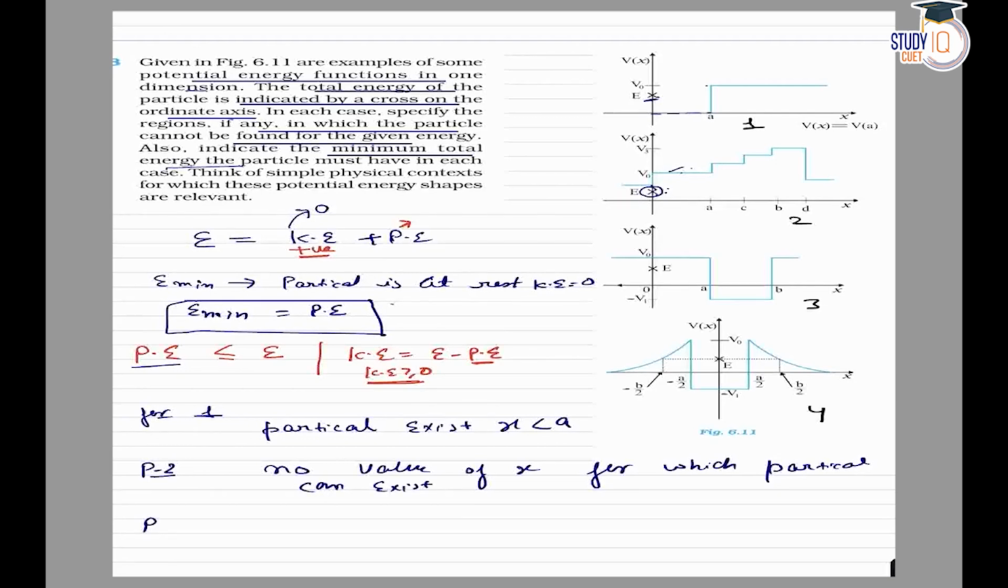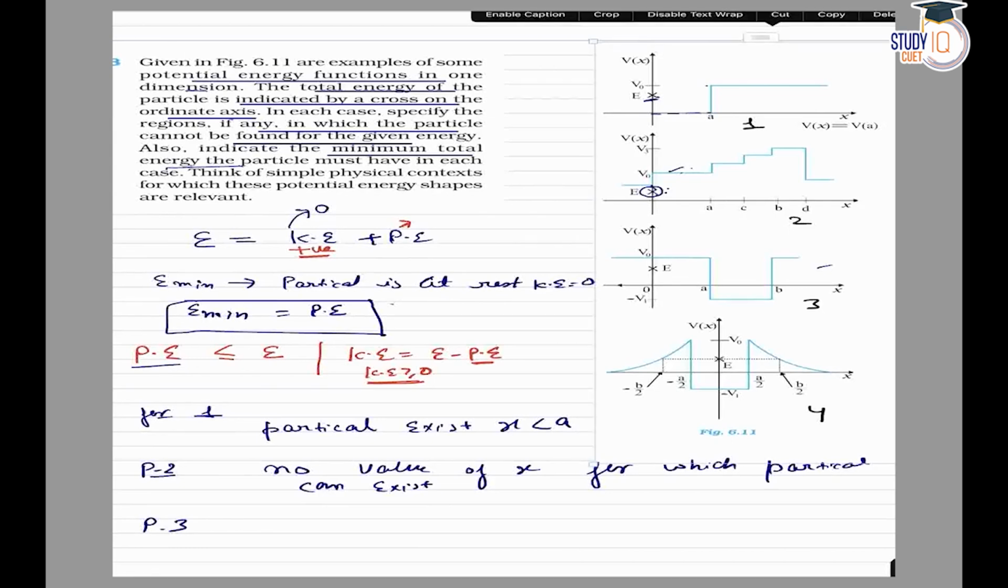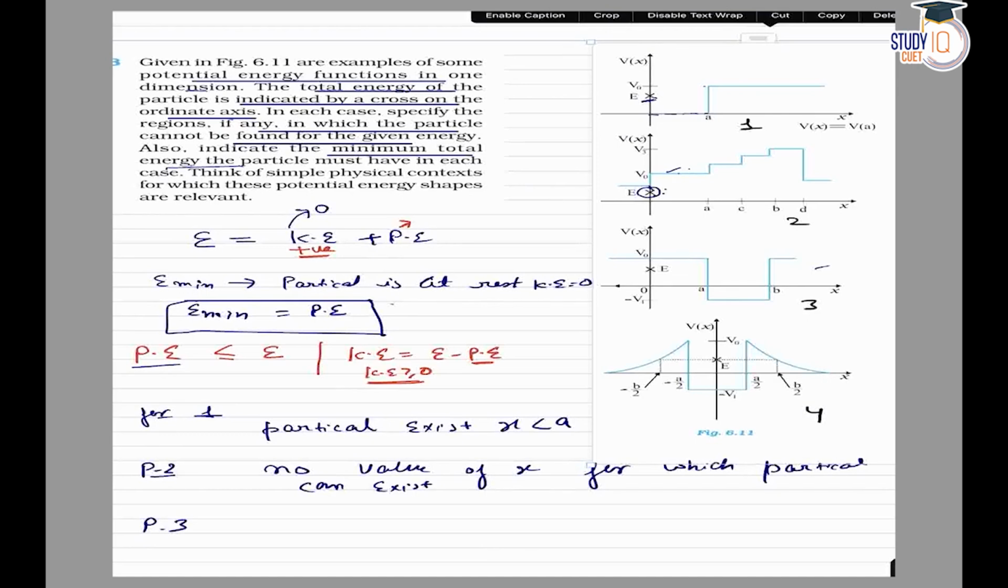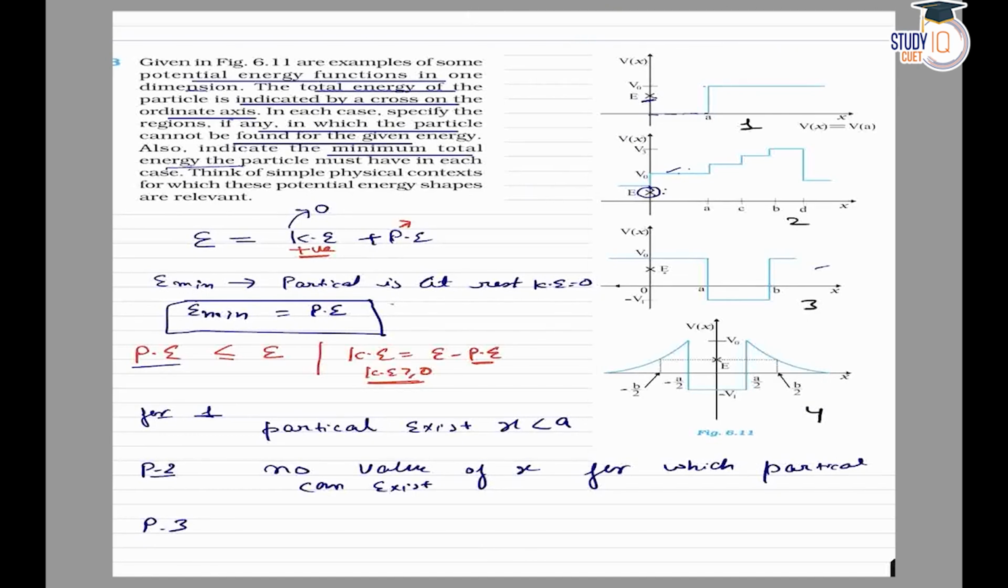Moving to the third part, which is in this situation. So in this situation, the condition for existence of motion is that potential energy should be less than total energy. So this is the total energy. In the region from x equal to a to x equal to b, we can say that potential energy is less than total energy. So the particle exists from x equal to a to x equal to b.